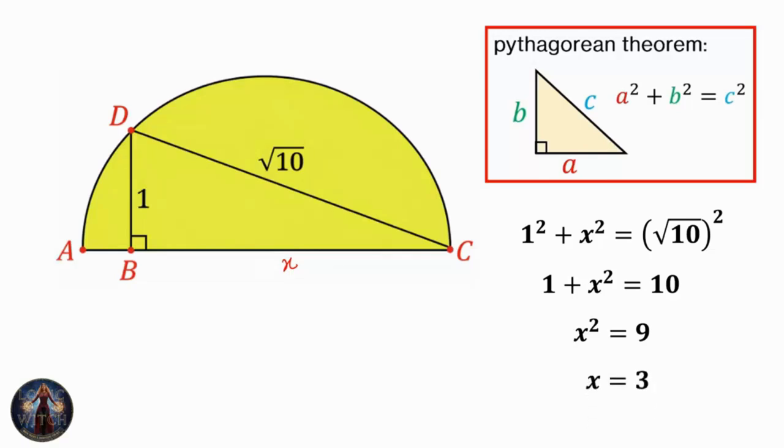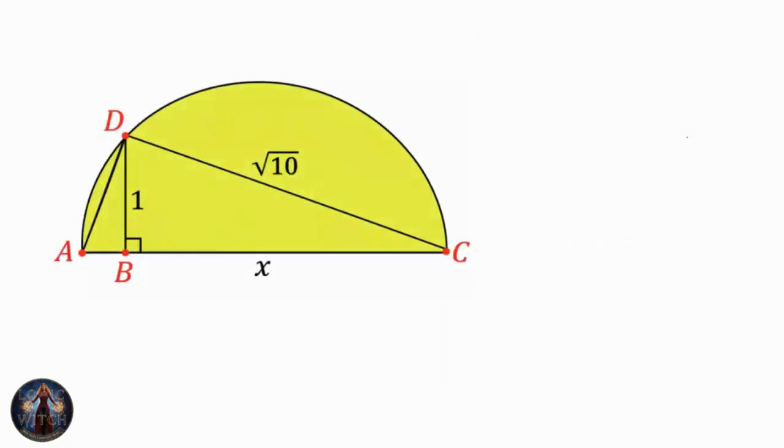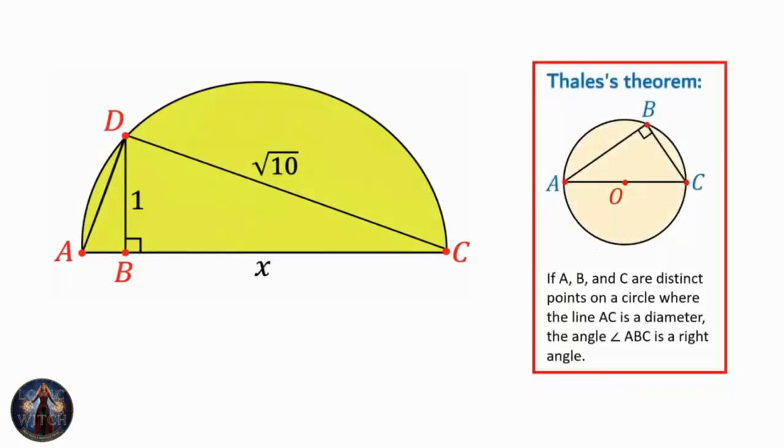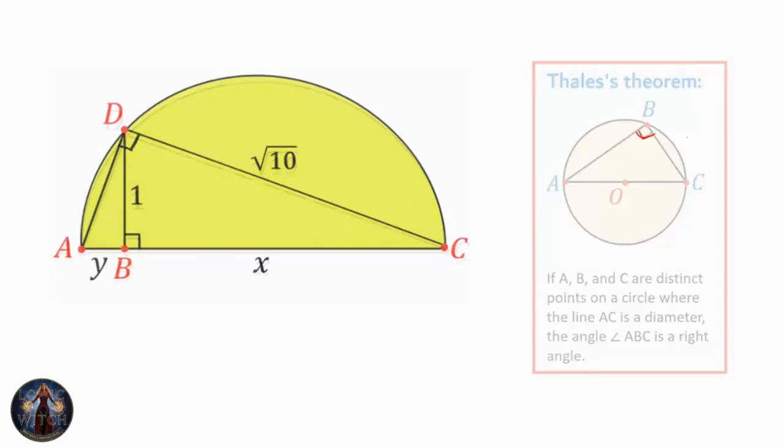Now what else we can do? We solved for x, we have this figure. We do have one more theorem which is Thales theorem, which says if A, B, C are distinct points on a circle where the line AC is the diameter, then ABC is going to be a right angle. So similarly here AC is representing the diameter of the semicircle. Therefore, this ADC angle is going to be a right angle. Then my updated figure will look like this.